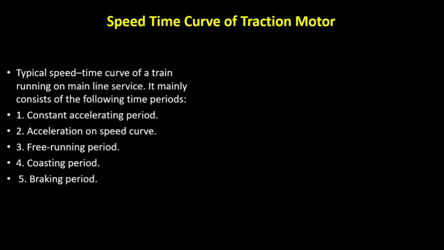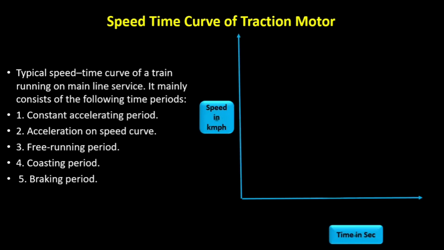Now let us check it out with the graph. I'm plotting speed in kmph on the y-axis and time on the x-axis. Starting with the first period, the constant acceleration period: it is a straight line passing through the origin, which means both quantities are directly proportional to each other. The speed is increasing with respect to time until it reaches a certain point A, at time instant t1. So I get the constant acceleration period.